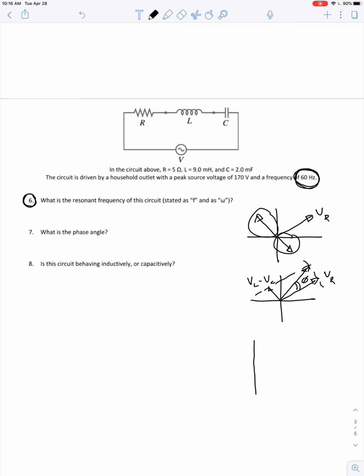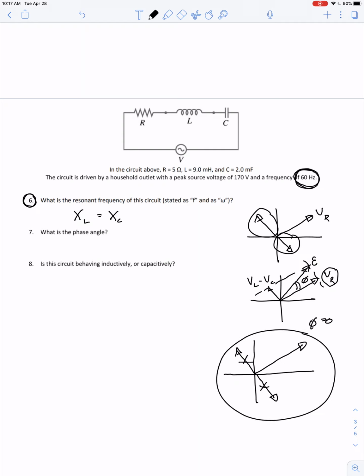So the only way you achieve resonance is if the EMF is in phase with the voltage across the resistor, and so the phase angle would have to equal 0, and that could only happen if the voltage across the inductor and the voltage across the capacitor were equal, so that they cancel each other out. So when would that happen? Well, as long as the inductive reactance and the capacitive reactance are equal, then this is the sort of phasor diagram you'd be left with.